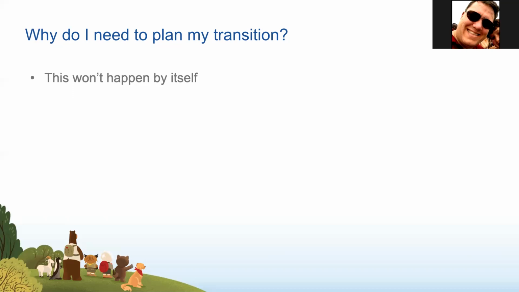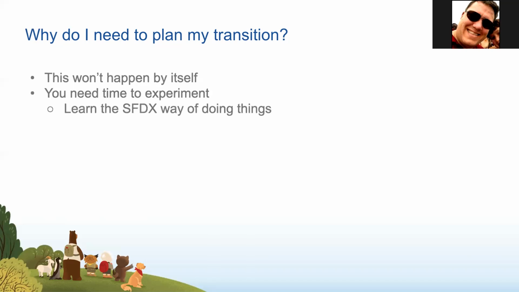If you have a product that's been around for 10 years, we've got a lot of work ahead of us. So the first thing: why do you need to plan to transition? Because again, this is going to be a big deal. This is going to be a lot of work, especially if you have a well-established org. And obviously, this won't happen by itself. You've got to make sure that you plan, get organized, and get everything figured out about who's going to do what.